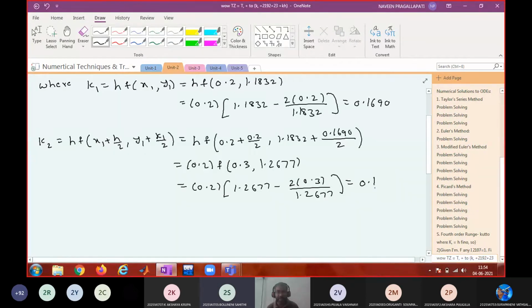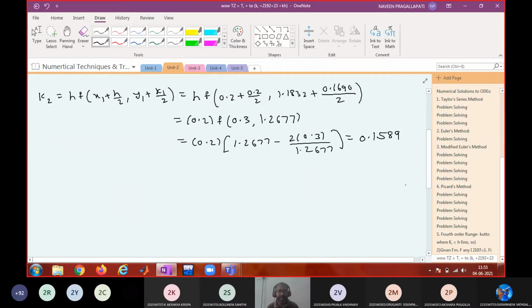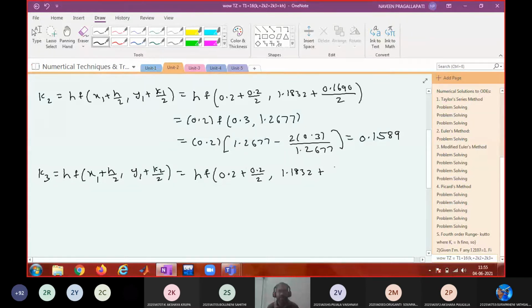0.1589, sir. Okay. So k3 is h into f of x1 plus h by 2, y1 plus k2 by 2. So this is h into f of x1 is 0.2 plus 0.2 by 2, y1 is 1.1832 plus k2, k2 is 0.1589 by 2.